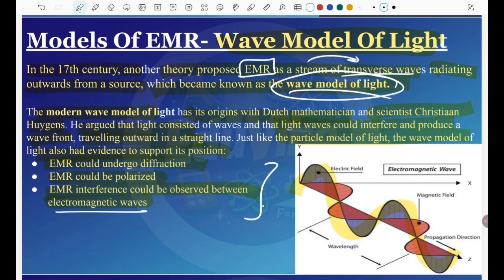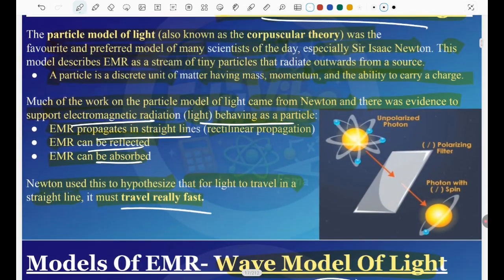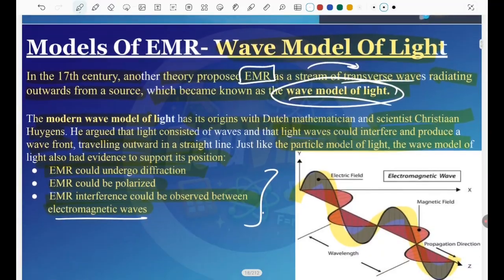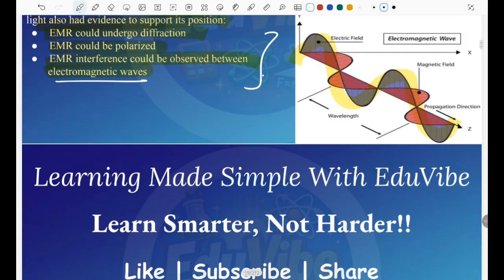Now we integrate both theories. We will learn more about what the scientists did, and at the end we will conclude whether EMR behaves as a wave or as a particle. We learn both side by side. For now, you just have to know the theory part, because you often get questions from this topic. That's all for this lesson.